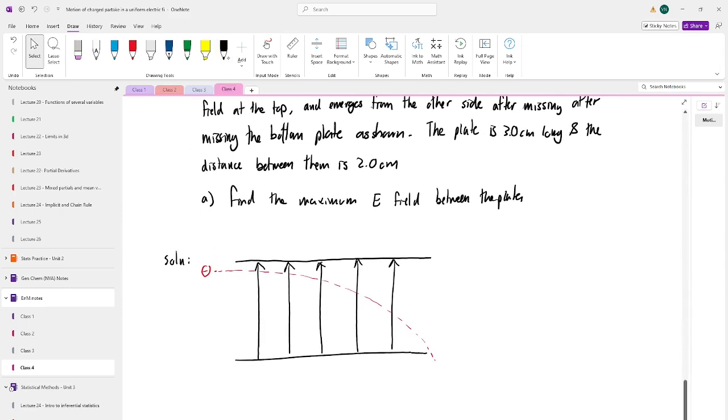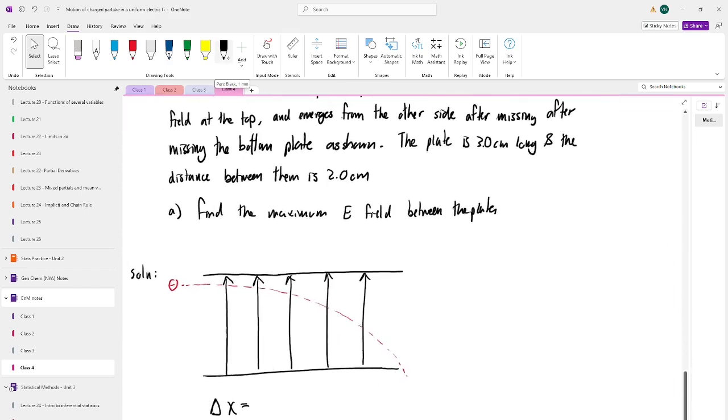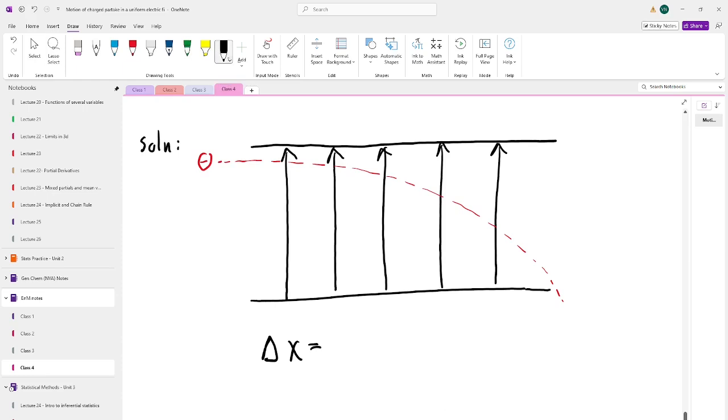So what that tells us is that, first of all, the distance that it has traveled in the x direction is equal to the length of the plate, which we said is 3 centimeters long. So delta x is 0.03 meters, and then delta y is 2 centimeters, right? Because if it starts at the very top and comes out at the very bottom, then it must have a change in height that is equal to the distance between the plates, which is 2 centimeters, so 0.02 meters.